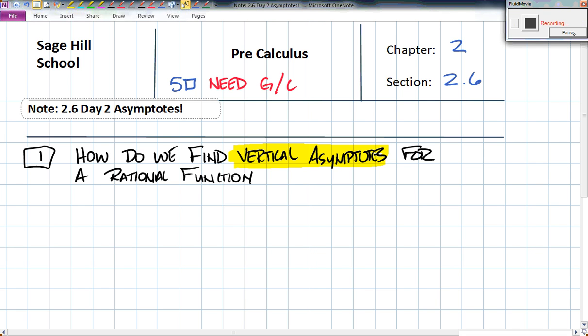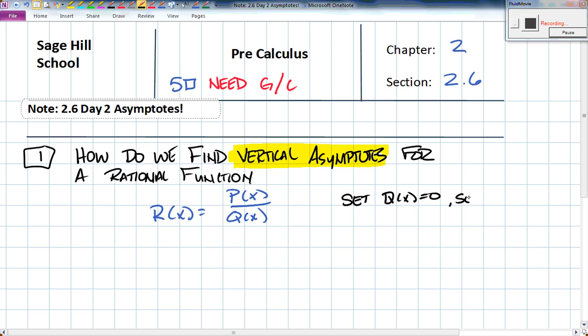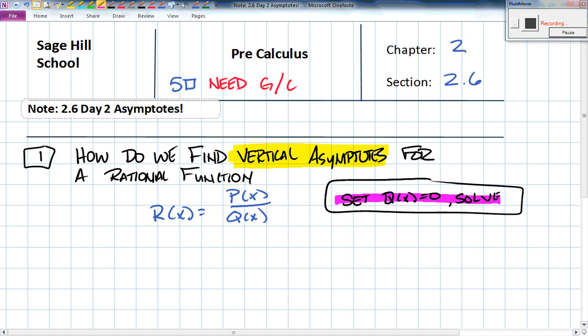All right. So let's say we generically talk about a rational function, and we're going to define that rational function as p of x over q of x. That's going to be a polynomial divided by a polynomial that we've discovered before. So how do we find the vertical asymptotes? Well, what we discovered is that we set q of x equal to 0, and then we solve. This part right here is how we find these vertical asymptotes. We're going to set q of x equal to 0, and we're going to solve.